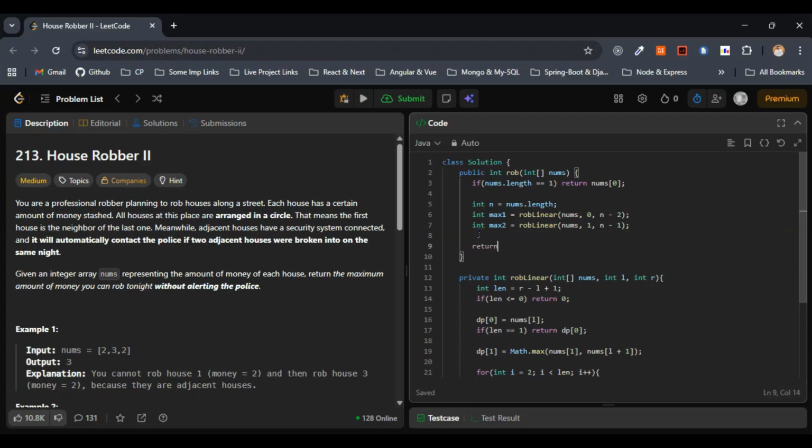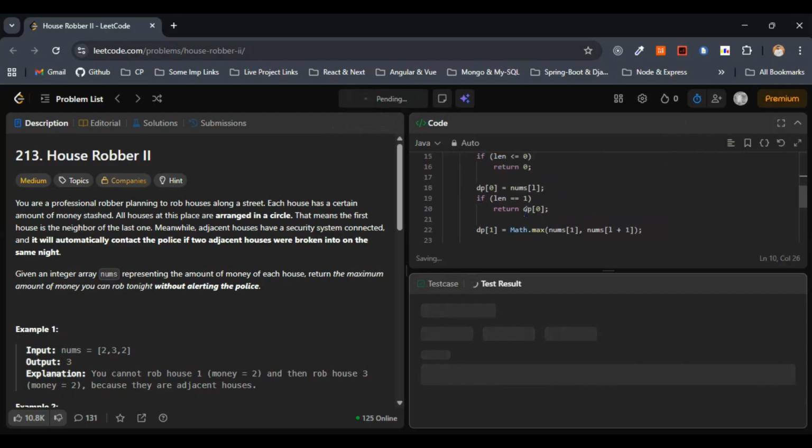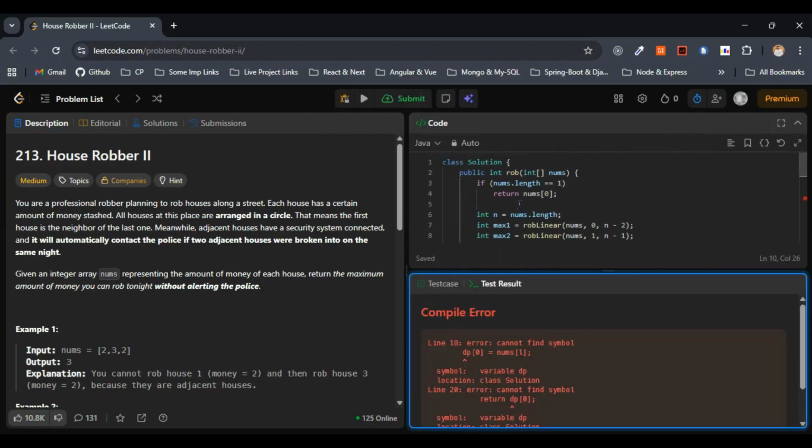So I'll just go with return Math.max of max1 comma max2. Let me format the code once and hit the run button. So this is it for the code. Simple one, right? Yeah. Mm, this one shows an error, cannot find the symbol.